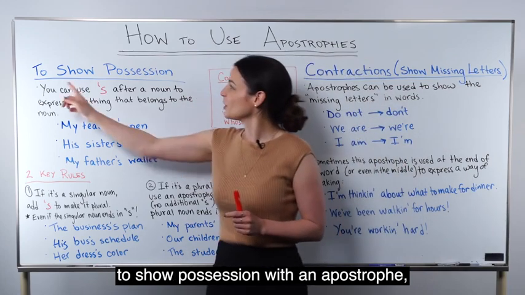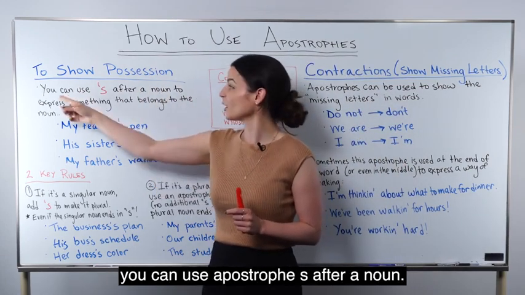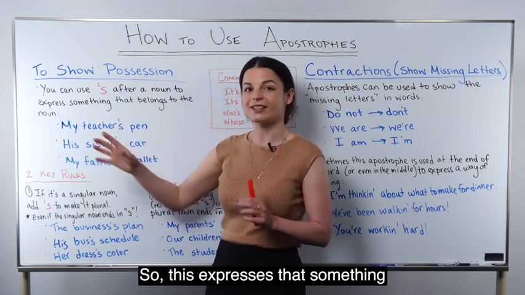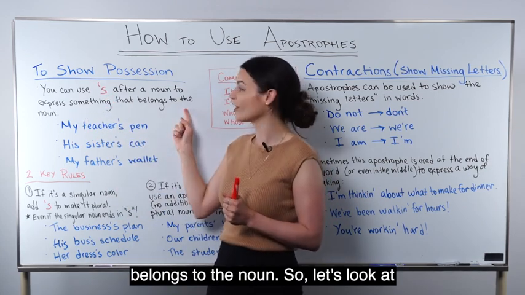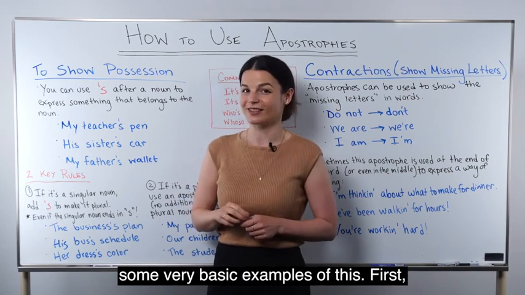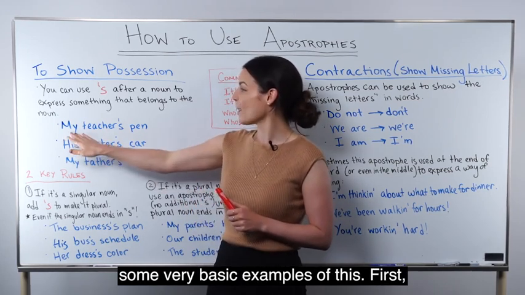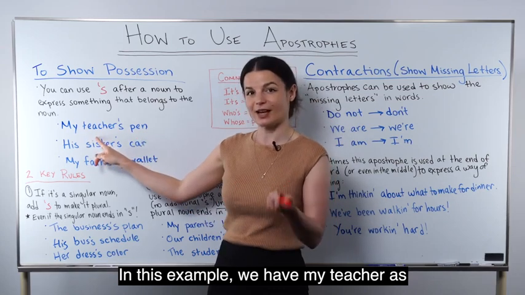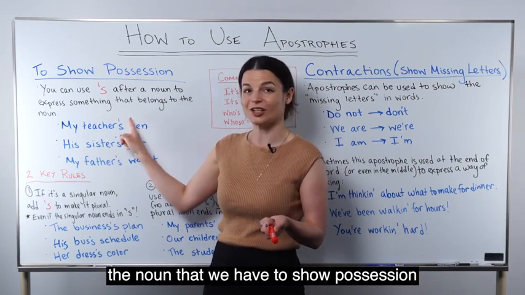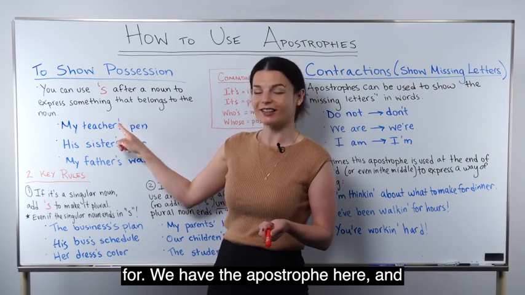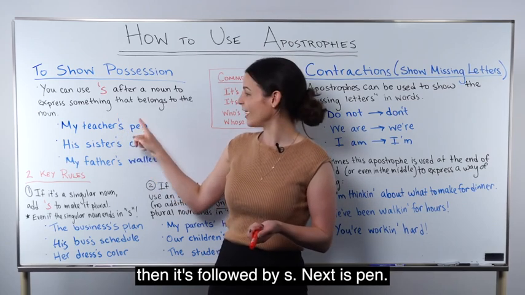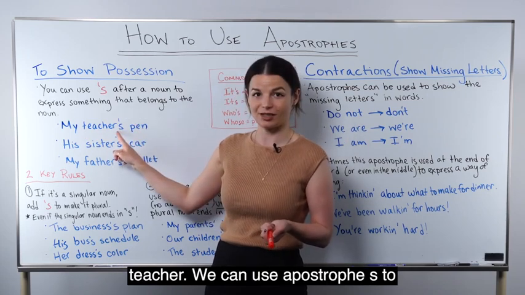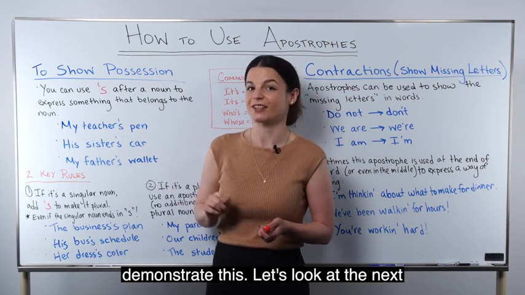To show possession with an apostrophe, you can use apostrophe S after a noun. This expresses that something belongs to the noun. Let's look at some very basic examples of this. First, my teacher's pen. In this example, we have my teacher as the noun that we have to show possession for. We have the apostrophe here, and then it's followed by S. Next is pen. This shows that the pen is owned by my teacher. We can use apostrophe S to demonstrate this.